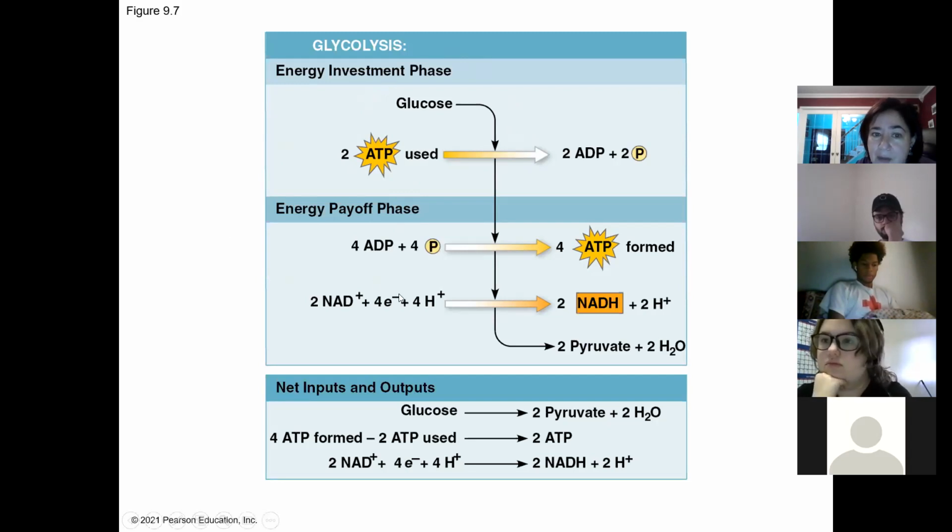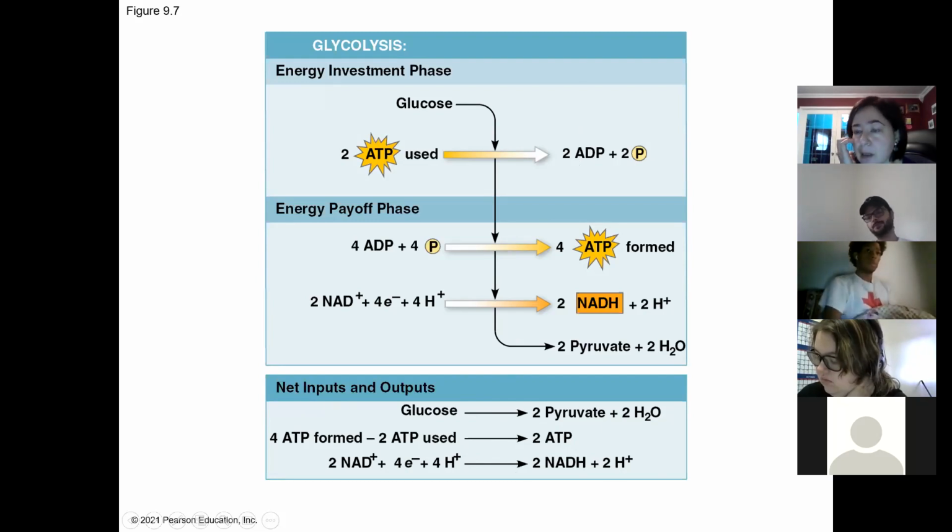And then there is an energy payoff, actually. The energy payoff is once glucose is broken down to two pyruvate molecules and two water molecules, two ATP, basically four ATP molecules formed, but because two were used up, the total yield will be two ATP molecules, and also NADH will harvest electrons, okay? So the very first step of cellular respiration on its own can generate ATP. But again, the yield is very, very low, right? You use two and you gain four, so the net is two.